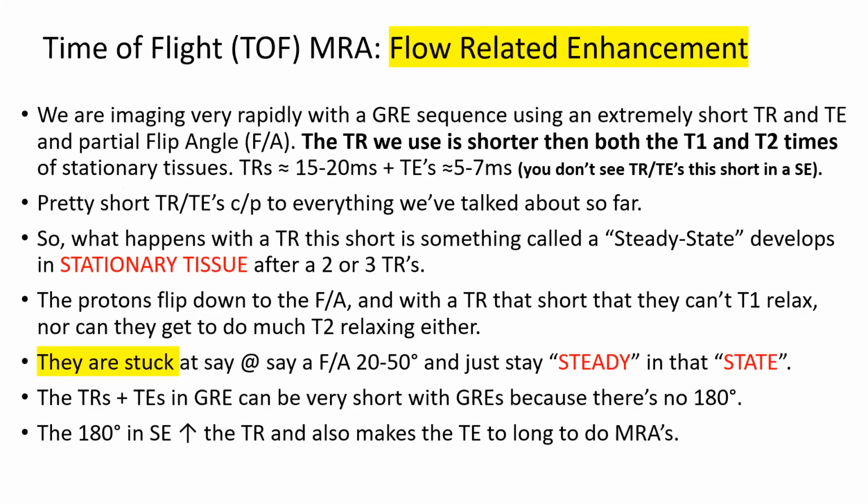We don't see TRs and TEs this short with spin echo, do we? You're not getting 15 to 20 millisecond TRs in spin echo land. You're not getting 5 to 7 millisecond TEs in spin echo land because you just can't, because of the presence of that 180. That 180 burns a lot of time. So with those really short TRs and TEs, the stationary tissue is basically stuck at the flip angle. It's in a steady state, and the signal is going to be low. It's going to be dark background tissue, bright vessels.